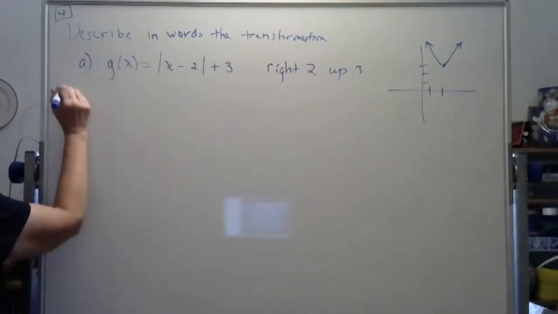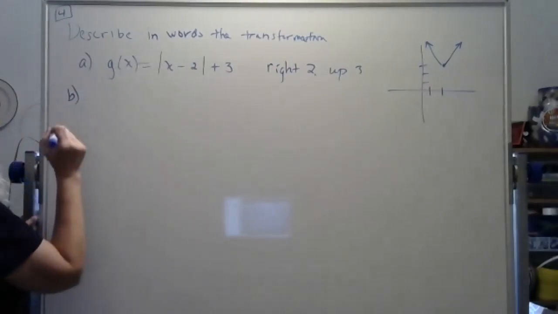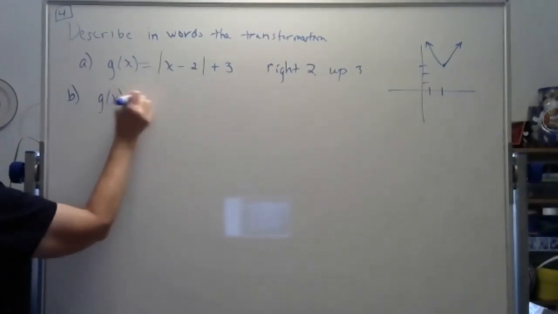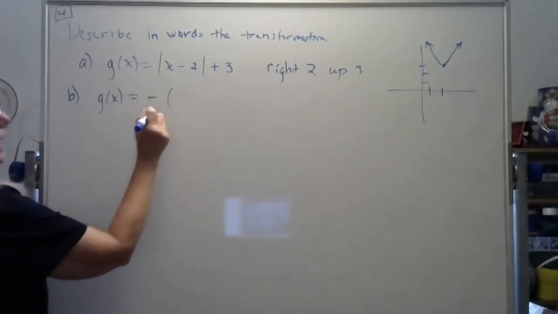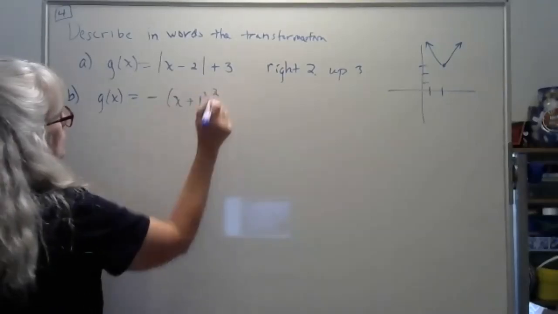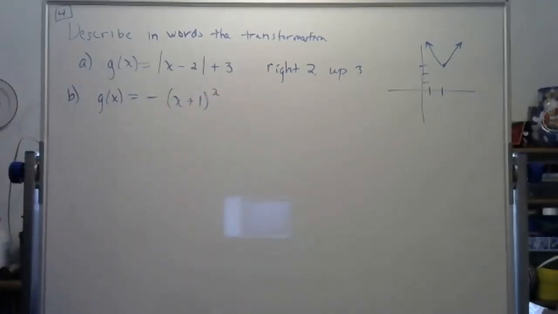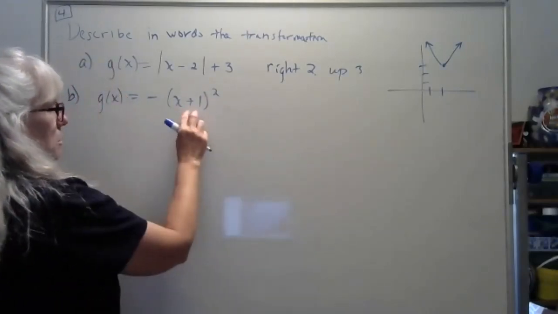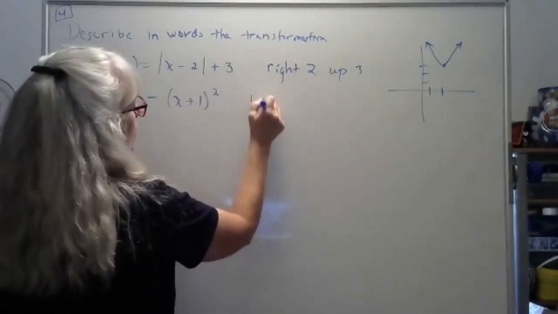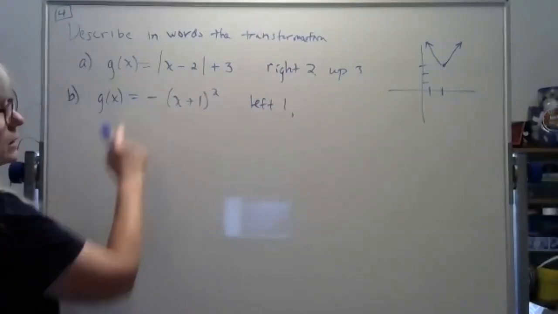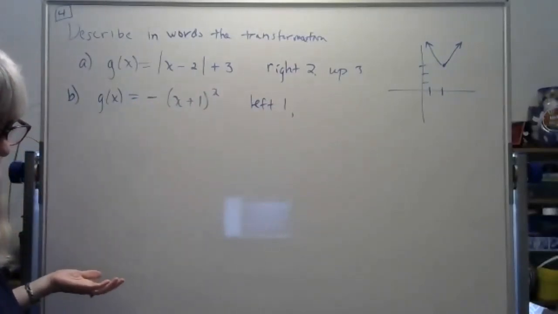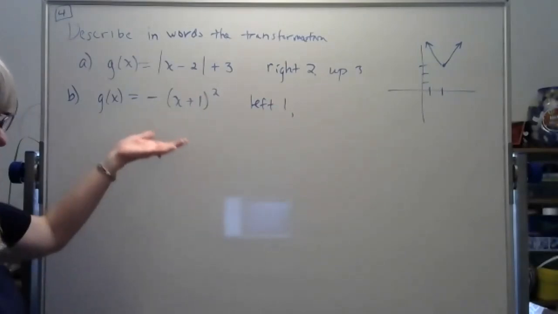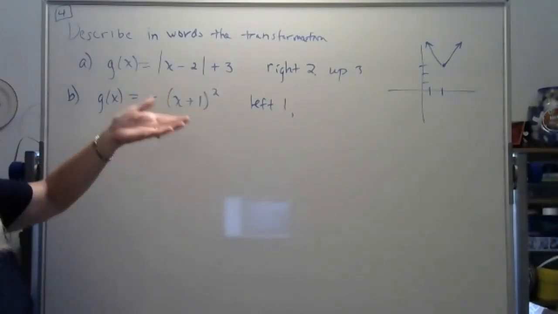Nice. For B on that one, let's do g of x is equal to negative of (x plus 1) squared. So a negative of the quantity x plus 1 squared. So in words, what are we doing this time? So what's that? One. Yep, so left 1, beautiful. Thank you. And then what about the negative out in front? Stretch of -1. And reflection on the x-axis.